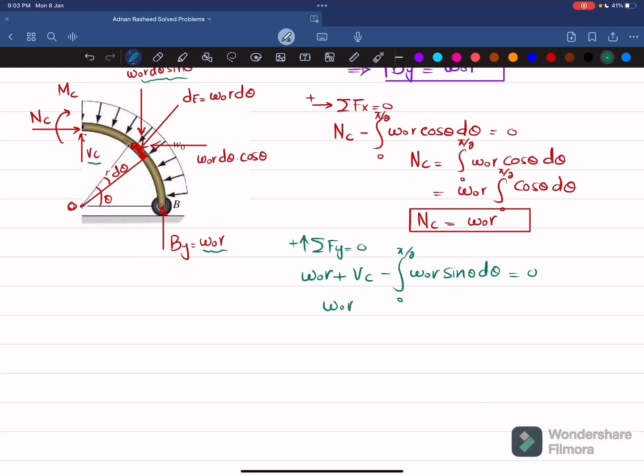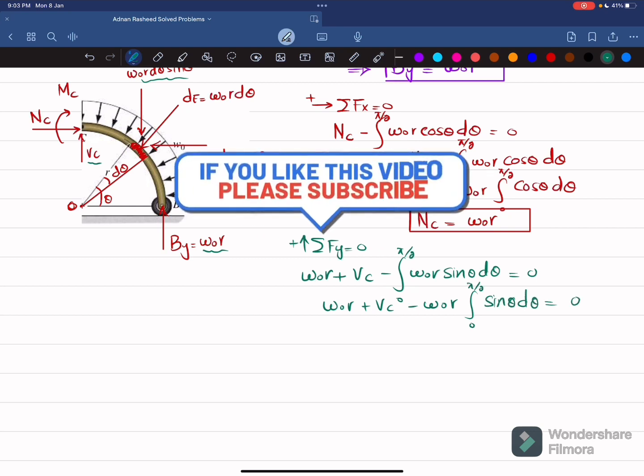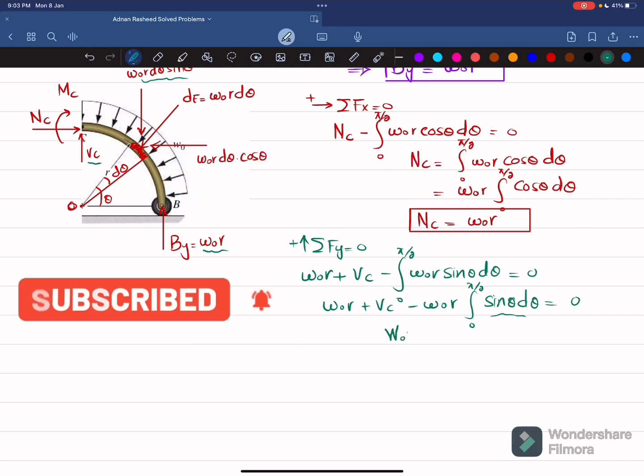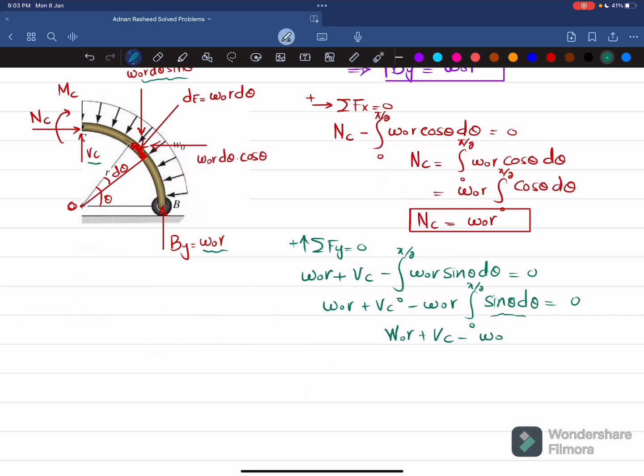So w naught into r plus VC, minus w naught r times the integral from 0 to pi by 2 of sine theta d theta, is equal to 0. You will get 1 from this as well, so w naught into r plus VC minus w naught into r is equal to 0. So from here, VC is equal to 0. It means that there is no shear force at point C.